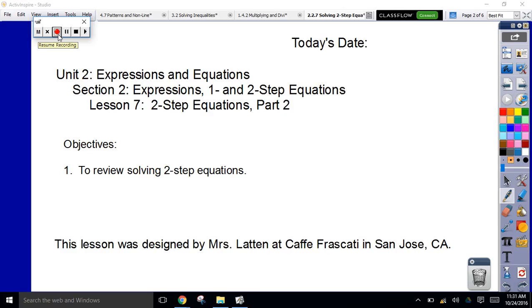Okay, so today's lesson is just more about two-step equations. Two-step equations are not always nice and neat like the ones we've done so far, so we're going to look at some two-step equations that look a little bit different.